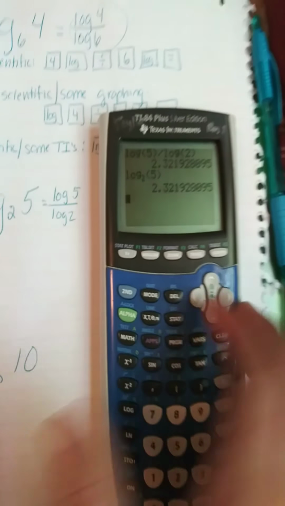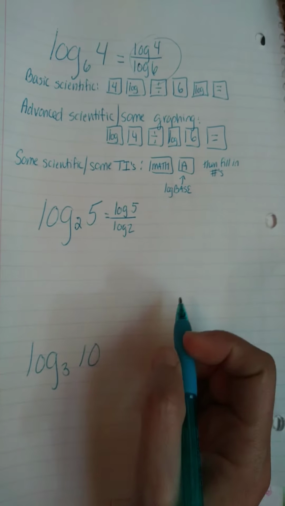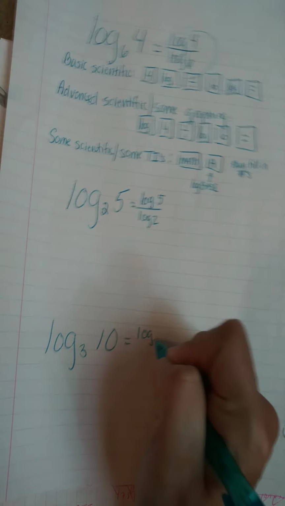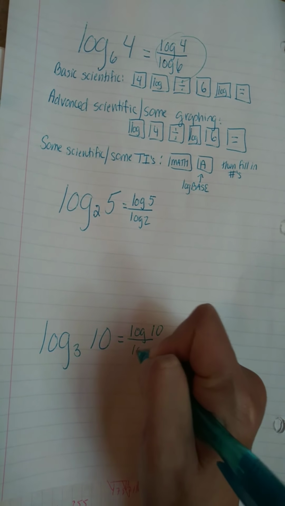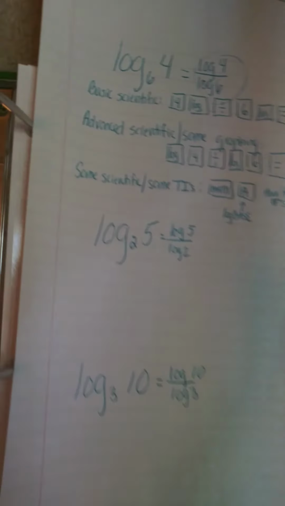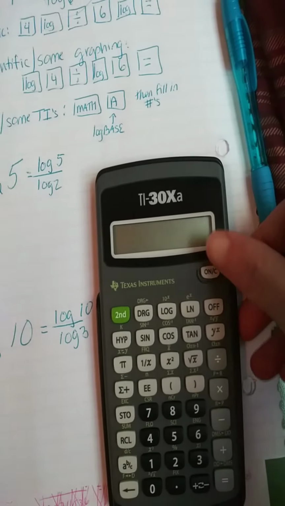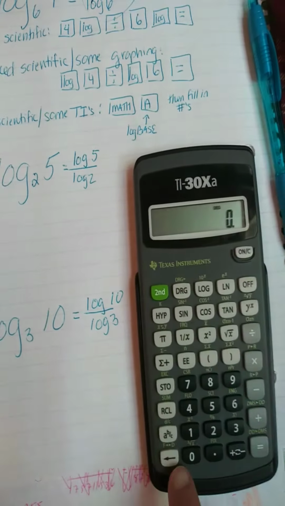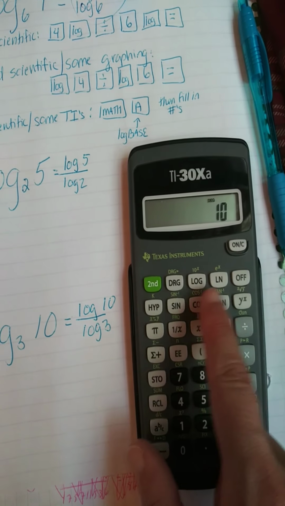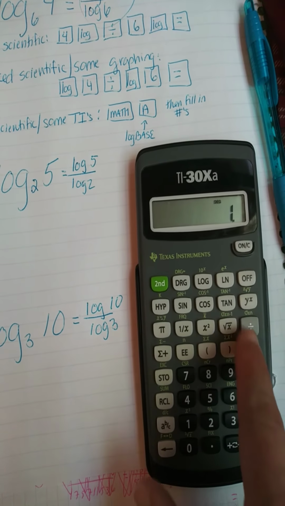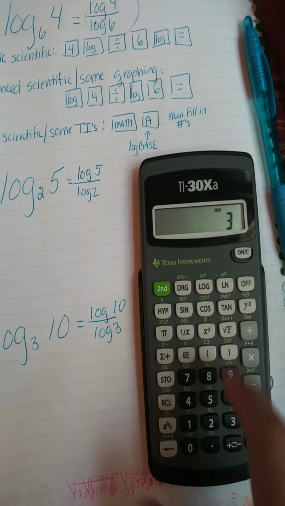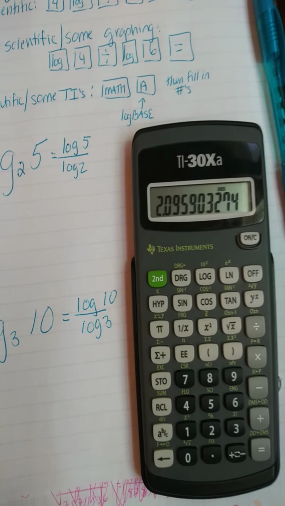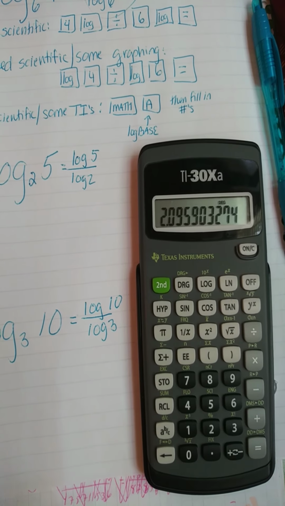All right, second problem was log base 3 of 10. So this would be log of 10 divided by the log of 3, and I will demonstrate once more on this device just so we'll get the other way of doing it. If you have a more basic scientific calculator, you would start with the 10 and then hit the log, then the divided by, then the 3 and the log, and then don't forget to hit equals. So we have 2.0959 for that.